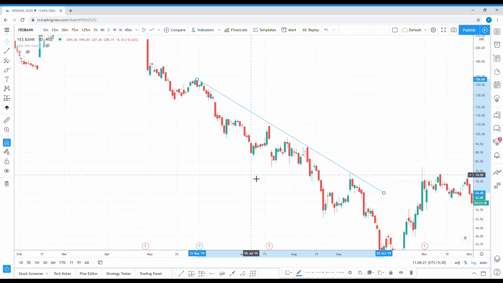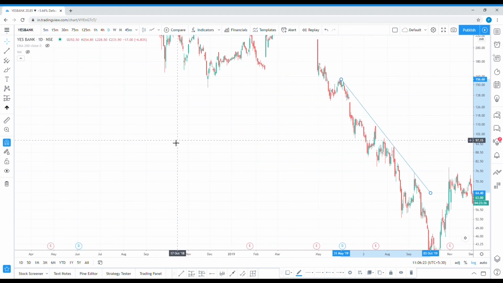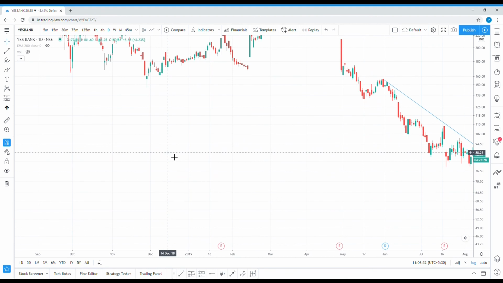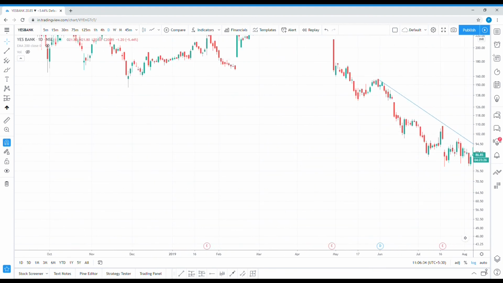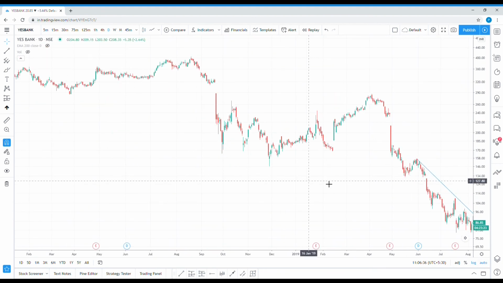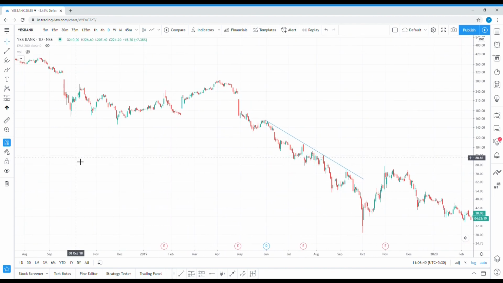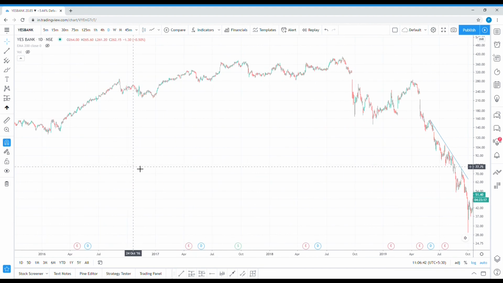Okay, so see, a trend line cannot be drawn so perfectly that every point is going to match. You have to make some adjustment for every trend line you are going to draw. So this is how uptrend or downtrend trend lines are made, and this is how it works.